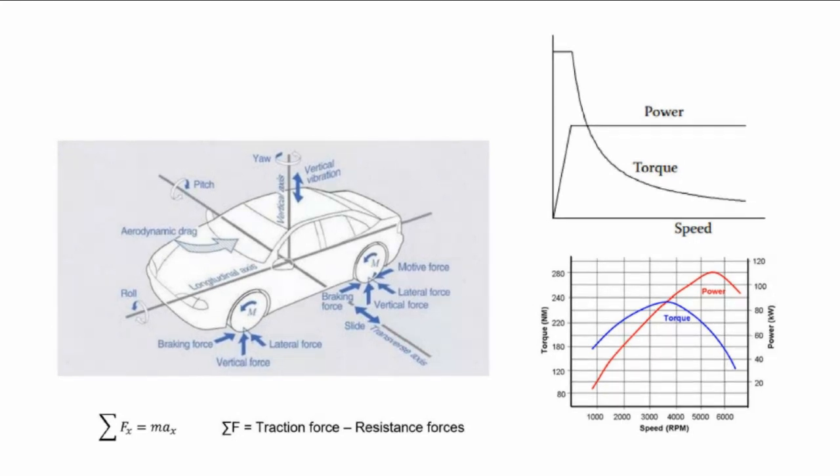Vehicle performance includes the calculation of maximum acceleration, maximum cruising speed, and gradability. To obtain these parameters, it's essential to know the longitudinal forces affecting a vehicle. In the first figure, on the left side of your screen, you can see these forces. We have braking force, lateral force, vertical force, and also roll, pitch, and yaw angles of the vehicle.